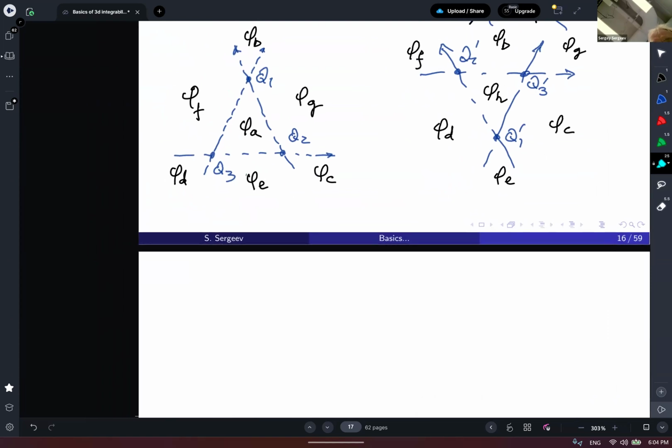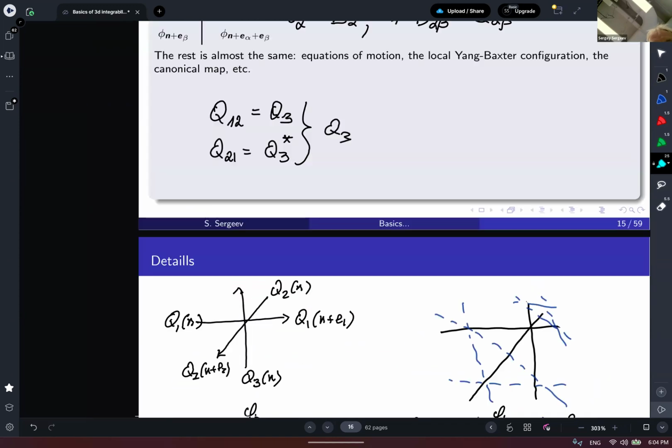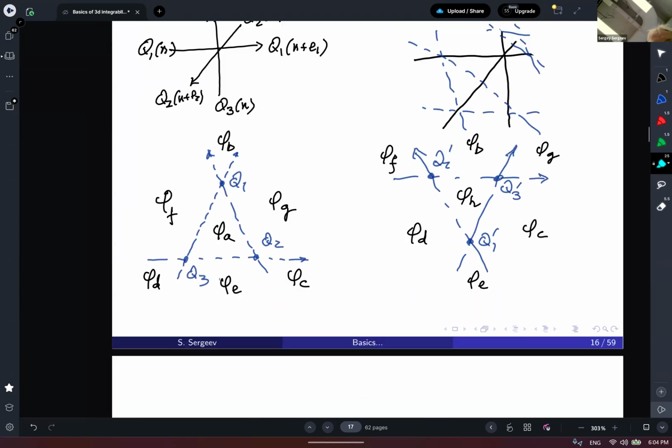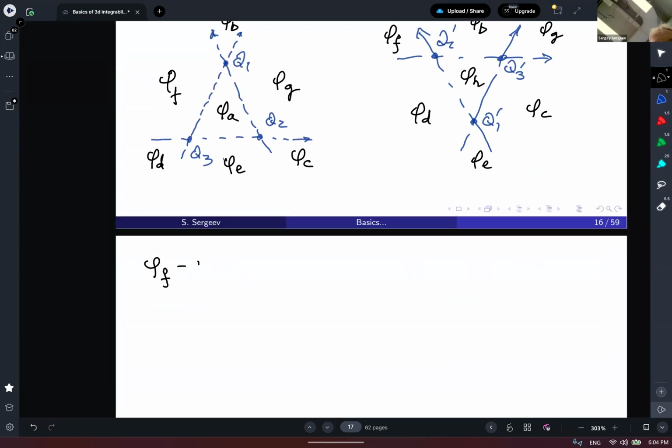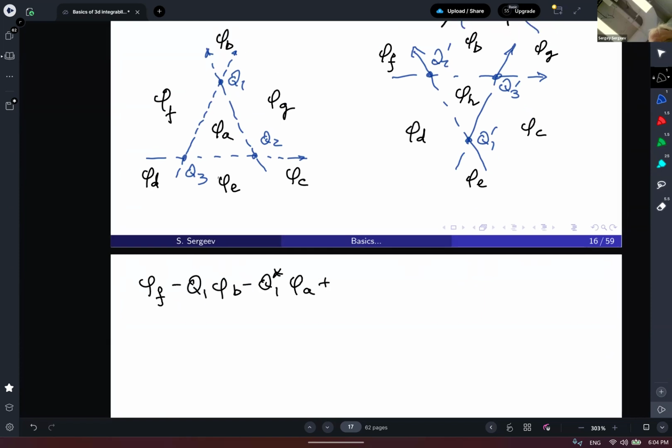For instance, for the left-hand side, it will be, with the orientation we use, like this: phi F minus Q1 phi B minus Q1 star phi A plus Q1 star phi G equals 0. That's the first equation.